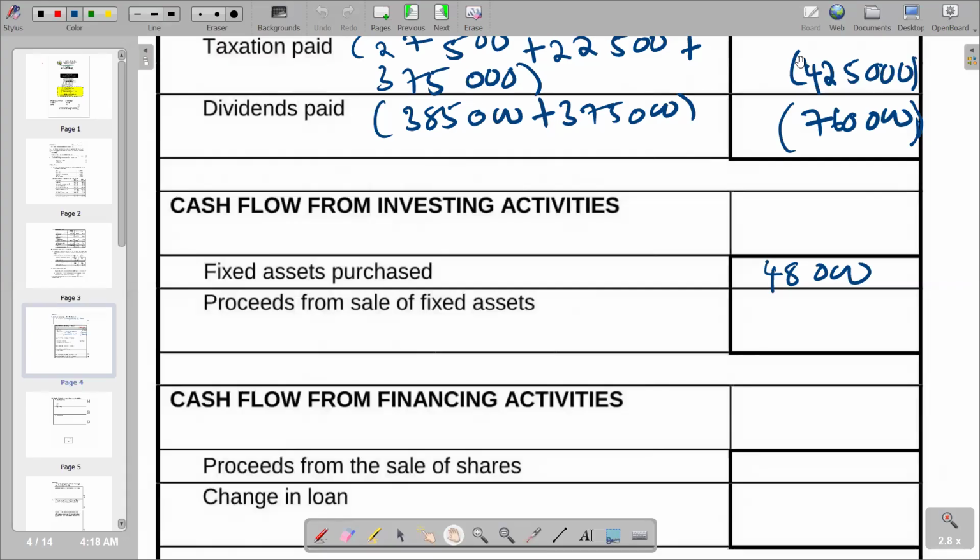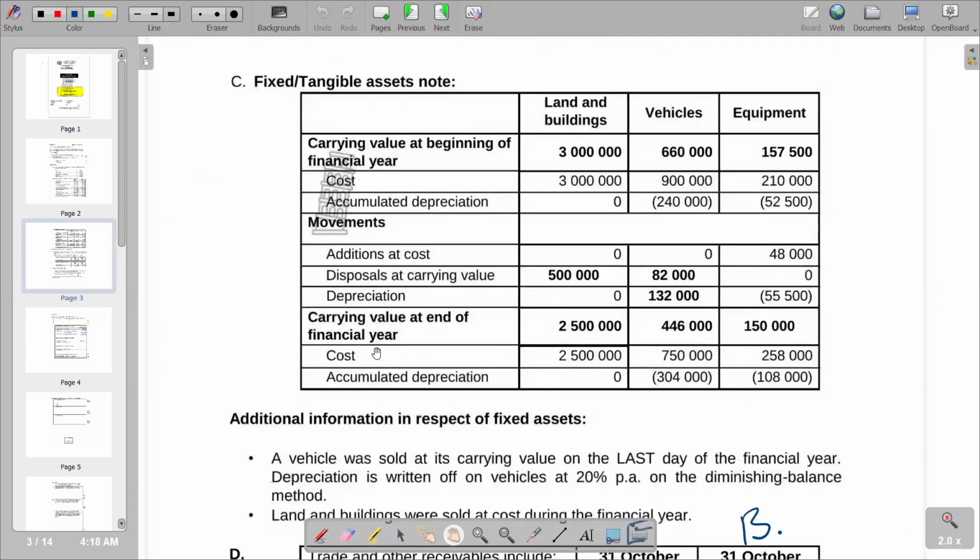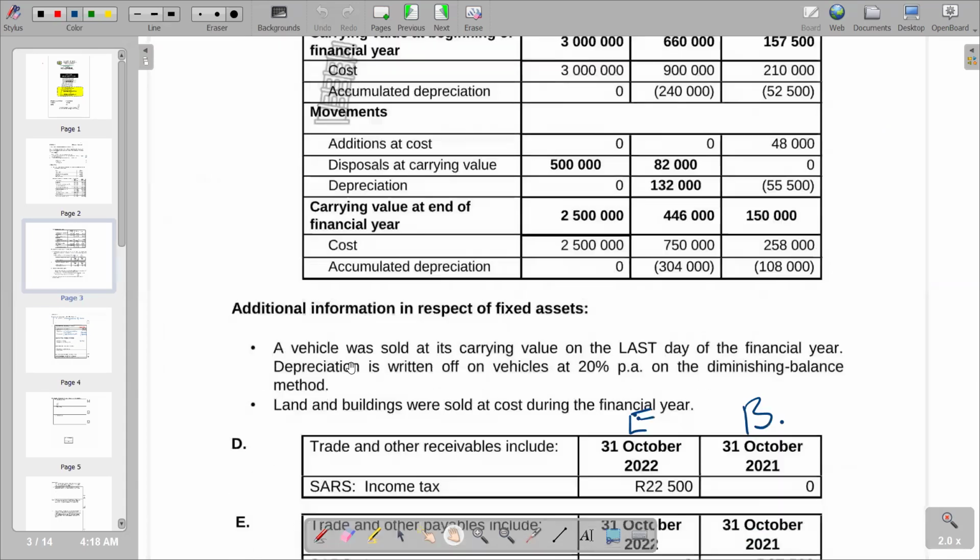Looking at proceeds from sale of fixed assets, we are also going to refer to our fixed asset notes, whereby we are given additional information in respect of fixed assets, which reads: a vehicle was sold at its carrying value on the last day of the financial year. Depreciation is written off on vehicles at 20% per annum on the diminishing balance method. So we are concerned that we have got a vehicle which was sold at its carrying value. So very important, it was sold at its carrying value.